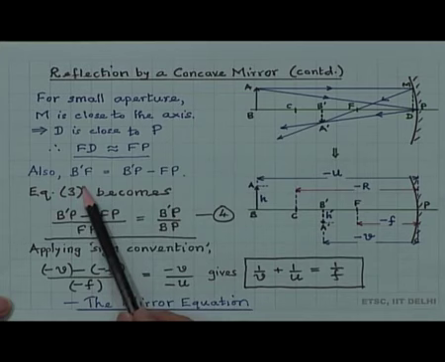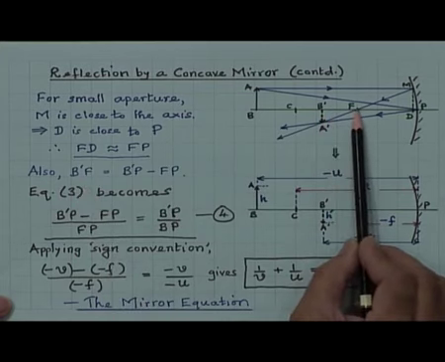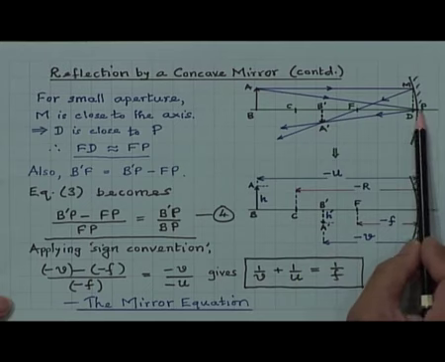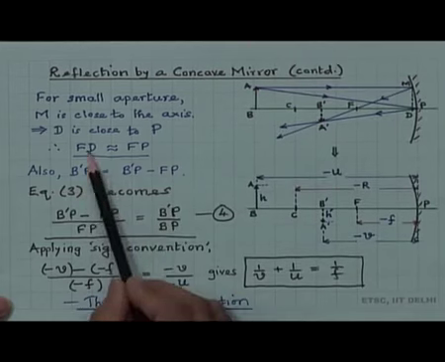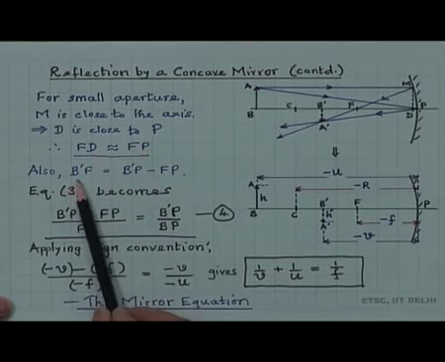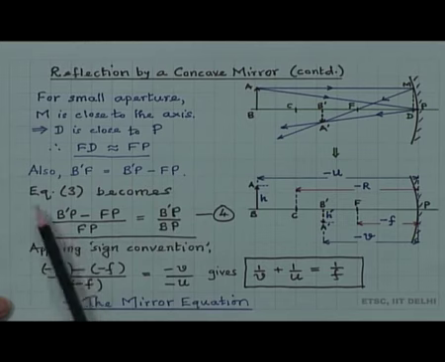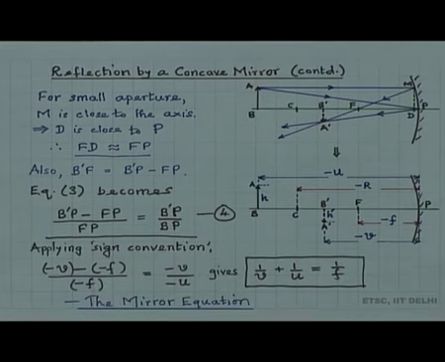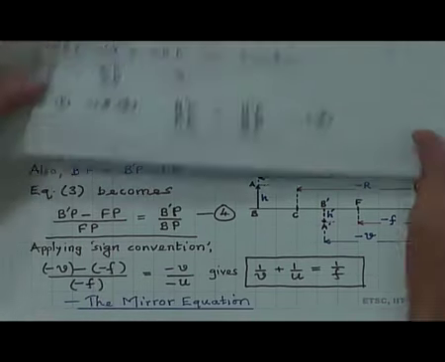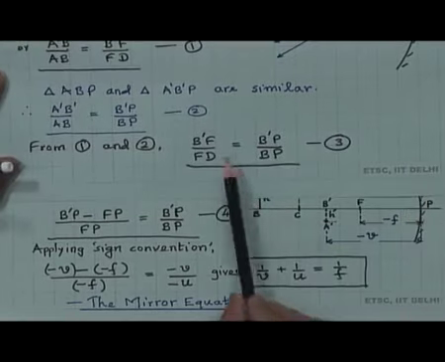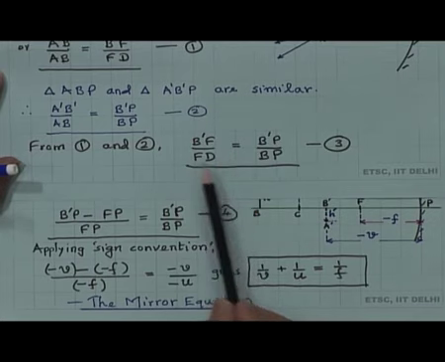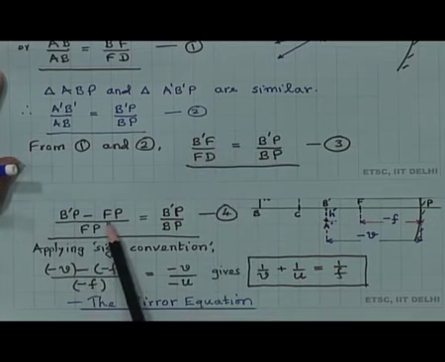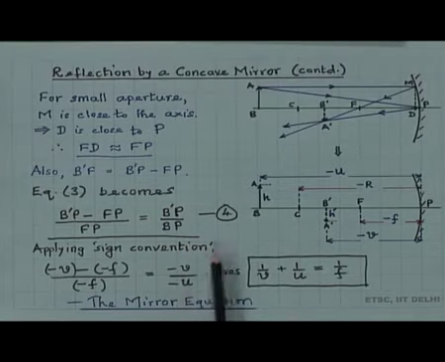Also, note that B dash F here is equal to B dash P minus FP, and therefore, substituting these, FD nearly equal to FP and B dash F equal to B dash P minus FP, equation 3 becomes B dash P minus FP divided by FP. Please see equation 3. So, equation 3 is here. So, B dash F by FD we had. So, FD is the same as FP, and B dash F is B dash P minus FP, and therefore, we have the equation.